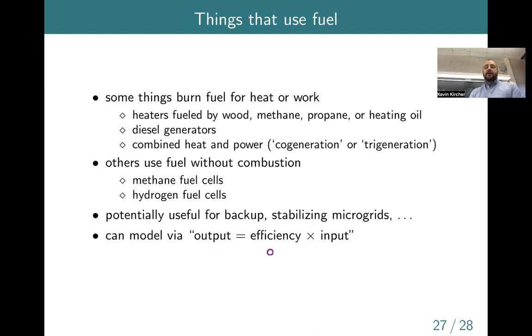And usually we can model these things with a pretty simple equation, which basically says the fuel input times the efficiency is going to be equal to the output, whether it's the heat or the power or the sum of the two. It's not a perfect model. The efficiency, of course, is going to depend on various things, but this usually gets you close enough to do some interesting work.